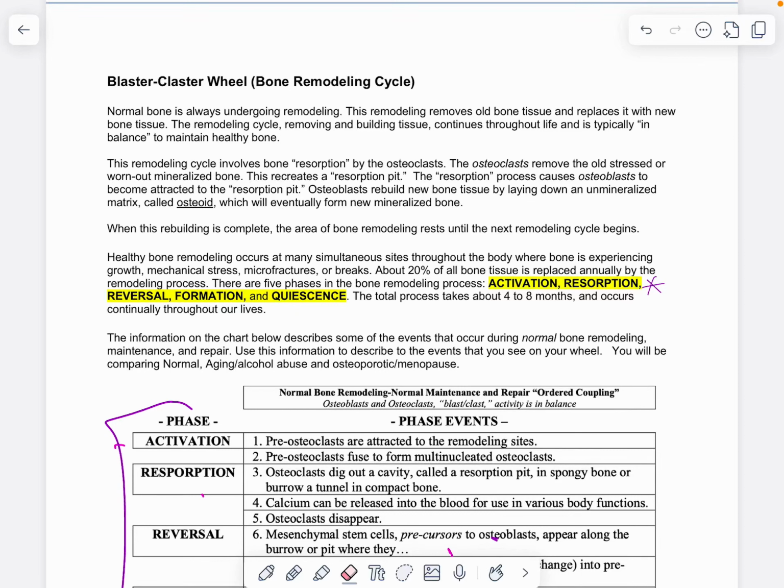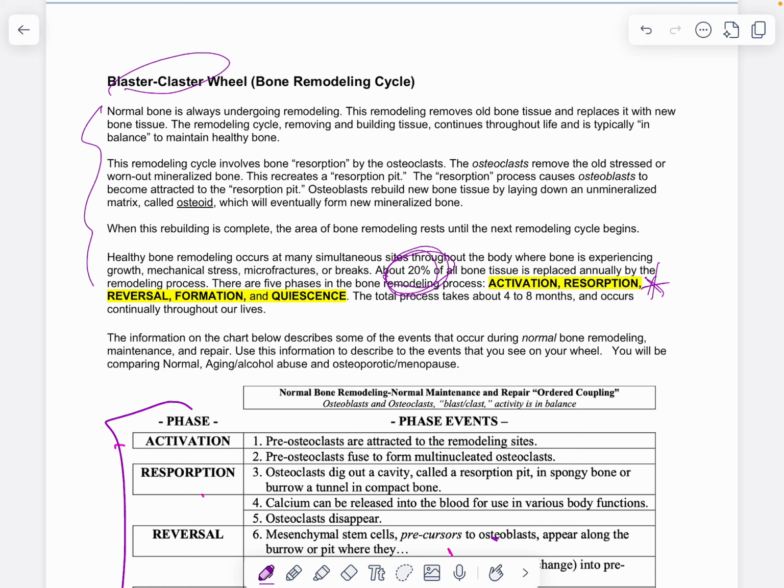This particular part is called the Blaster Claster wheel, and we are going to take a look at how bone remodels. So this part right here in yellow, I'm going to let you read all of this. Remember, 20% of bone tissue is replaced annually during remodeling processes. This does not mean a broken bone. This is just constantly remodeling.